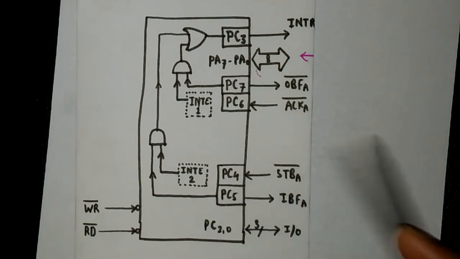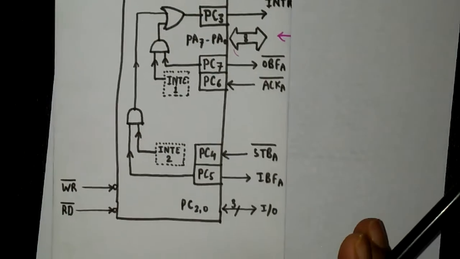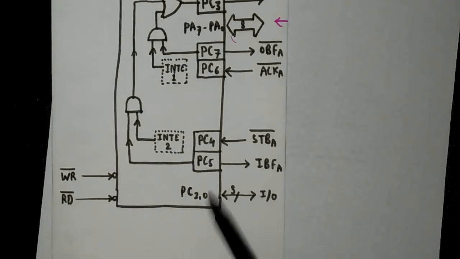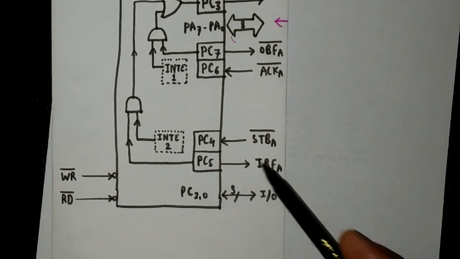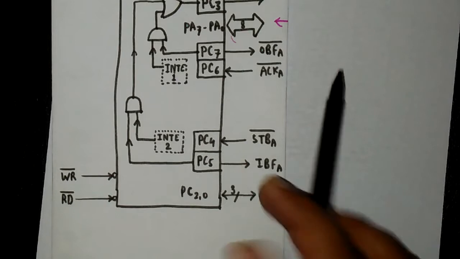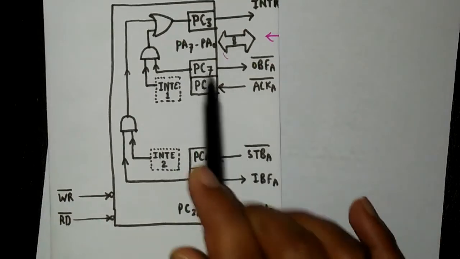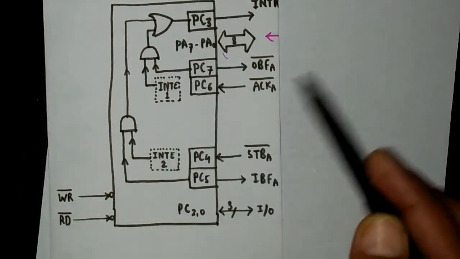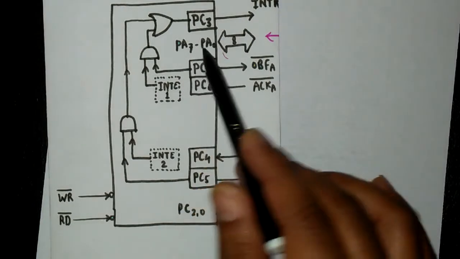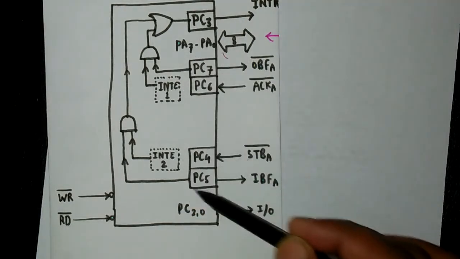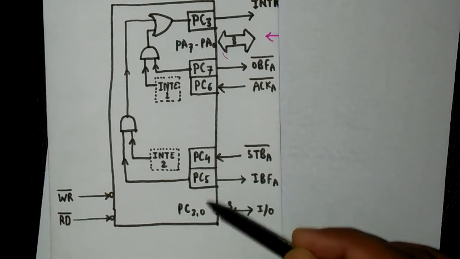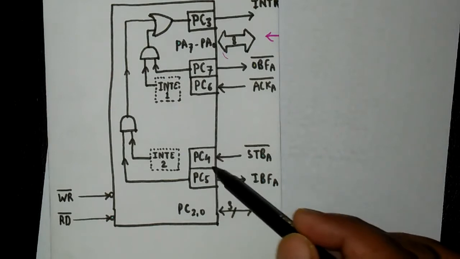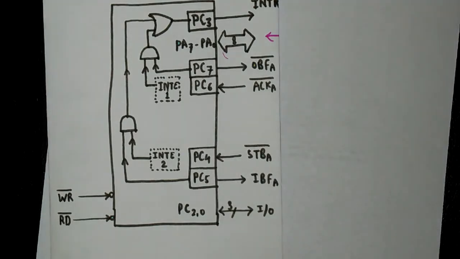Then next is PC4. This is STB bar, that is strobe, and PC5 is input buffer full. These two pins are used when we will be configuring port A as an input port. If we use port A as an input port, then we will be using these two pins of port C, and the roles of those pins are written here, that is STB bar and IBF.